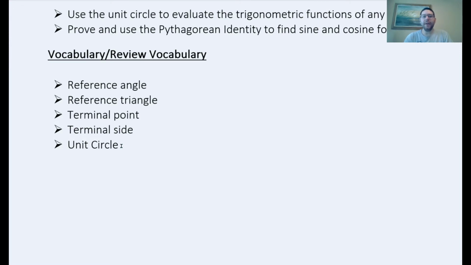All right, so the vocab includes the reference angle, reference triangle, terminal point, terminal side, and the unit circle. Some of this is review from the last lesson, so I wanted to include it here because we will be using these vocab terms.